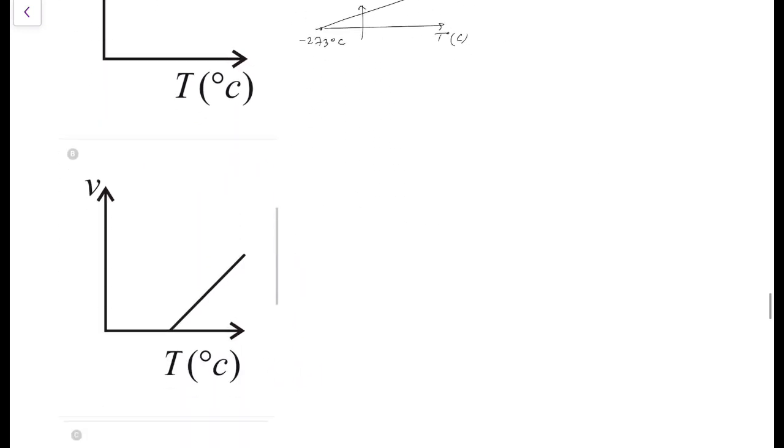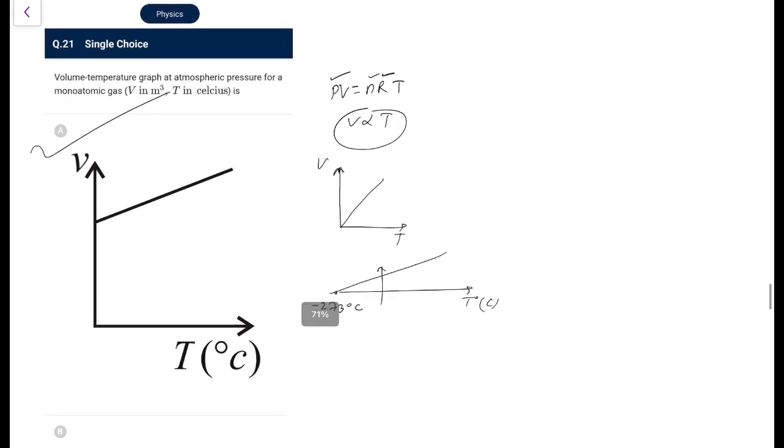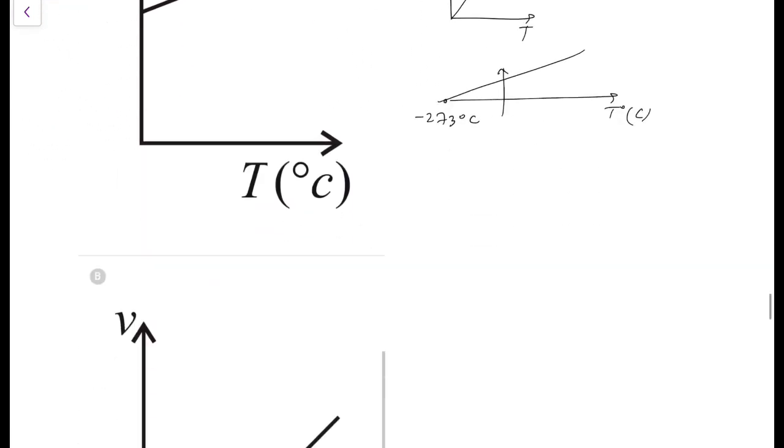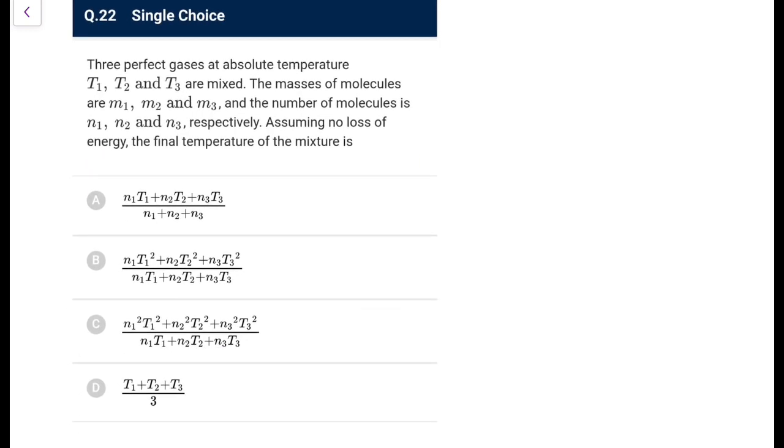So the most appropriate thing that you can say, the Charles law discovery, this is option A is the most appropriate. Very good question asked. Next one, 3 perfect gases, absolute temperature, mixed, masses of molecules M1, M2, M3, and the number of molecules N1, N2, N3. Assuming no loss of energy, the final temperature of the mixture is going to be.